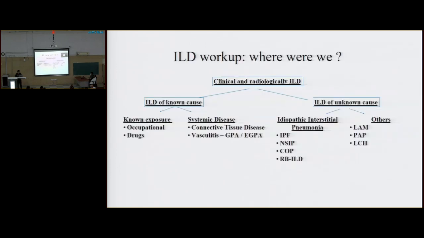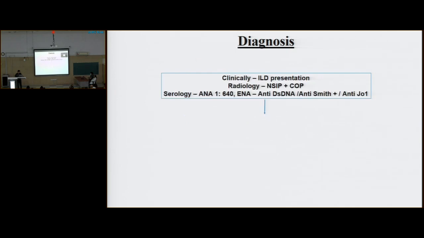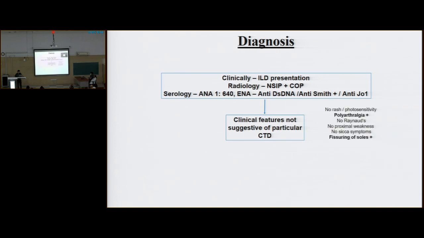So while working up for the ILD, by the third to fourth week we had reached the point where it could be an ILD with some systemic disease, but we could not point to what particular connective tissue disorder it could be. The reason was that clinically it was an ILD presentation, and radiologically it was an NSIP plus organizing pneumonia pattern. Serology showed ANA 1:640 and ENA positive for anti-dsDNA, anti-Smith, and anti-Jo1. But the clinical features were not pinpointing a particular connective tissue disorder, with the absence of rash, photosensitivity, Raynaud's, proximal weakness, or any sicca symptoms, although some polyarthralgia and fissuring was noted in the patient.